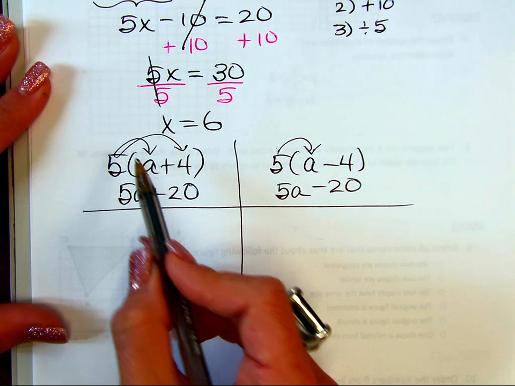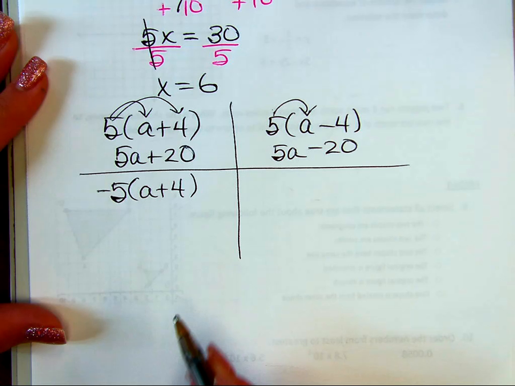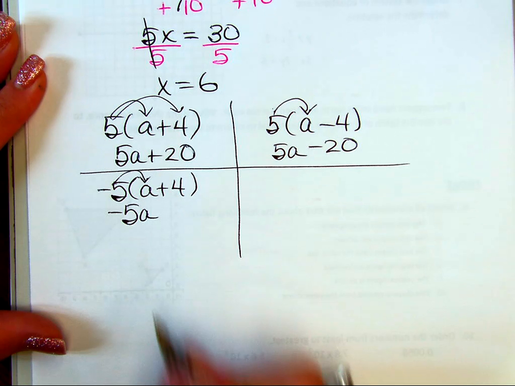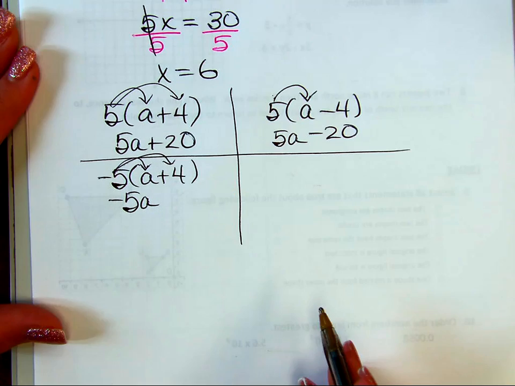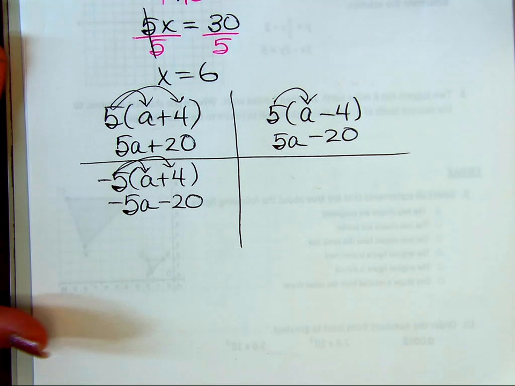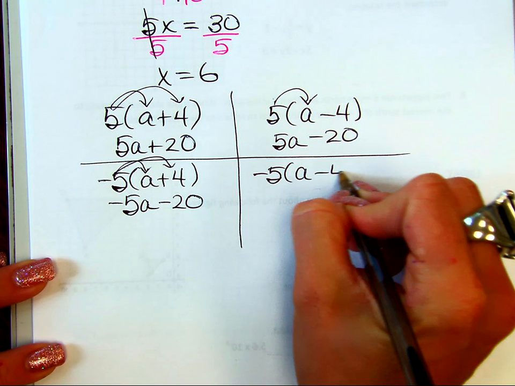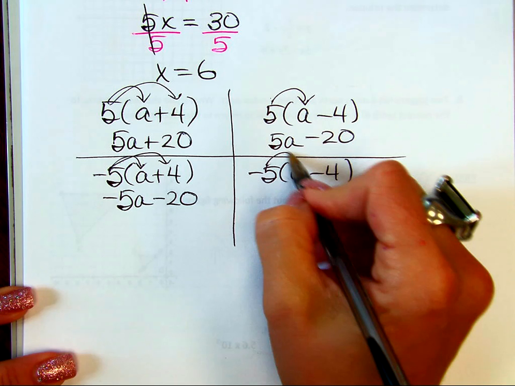There's 2 more to do. What if I make the 5 negative, but still keep the a plus 4? That just means what? Negative 5 times a is negative 5a. What's a negative 5 times a positive 4? Negative 20. Good. It's the only last one I didn't do yet. A negative 5 and a negative 4. So while I'm writing this, I'll give you a minute to catch up.